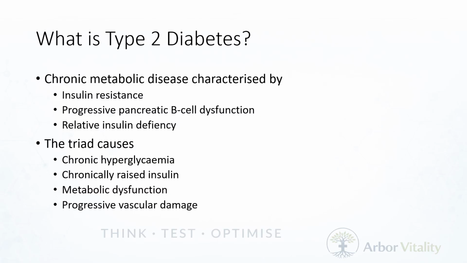The triad of these three causes chronic hyperglycemia, which in turn causes chronically raised insulin. Insulin lowers blood sugar. If blood sugar is high, more insulin gets secreted. If your blood sugar stays high constantly, you're going to constantly have a raised insulin. This in turn causes your pancreatic cells to fail, in a sense. And that leads to metabolic dysfunction and can lead to progressive vascular damage.